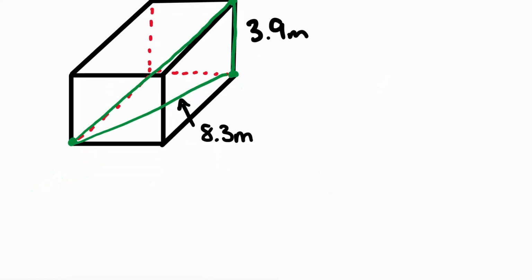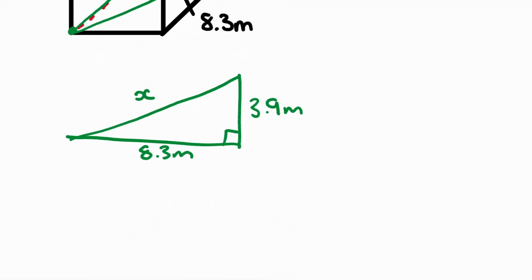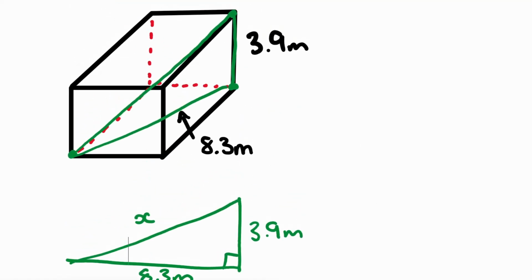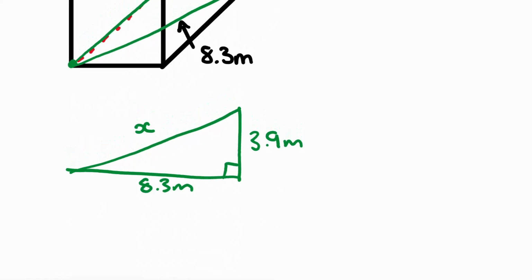Okay. So what I end up getting is something like this. With that being a right angle, I know that that's 3.9 meters, and I know that this was 8.3 meters. And I'm trying to find x. Now, we've done the hard part. The hard part usually is looking at a 3D shape, finding where that right angle triangle is, and drawing it. Identifying if it is going to help us. Once you've done that, it's relatively easy.